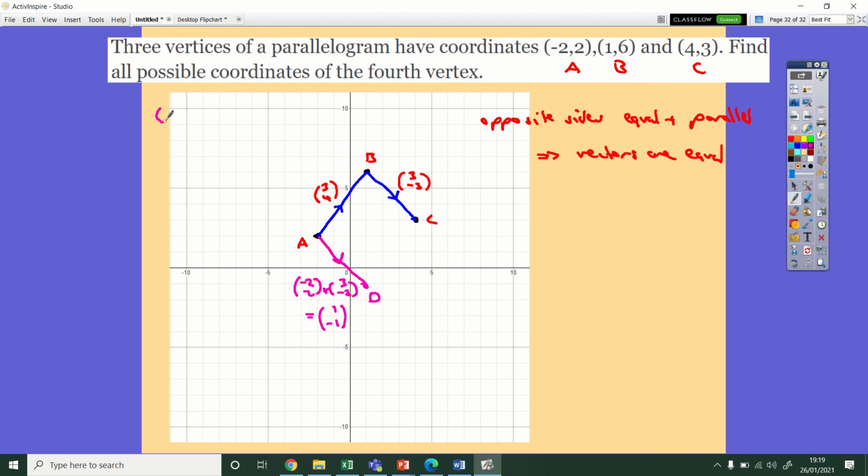So let's put that over here. That's one of my possible answers. Okay, now that's only one of these positions. You might have thought about where else this 4th vertex can go. So let's think about that now if I get rid of this stuff. Okay, I'm going to put the vertices back on again: (-2, 2), (1, 6), (4, 3).